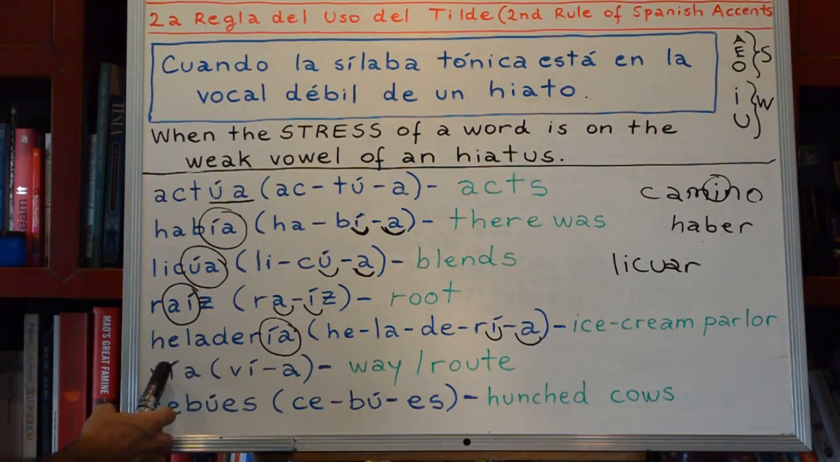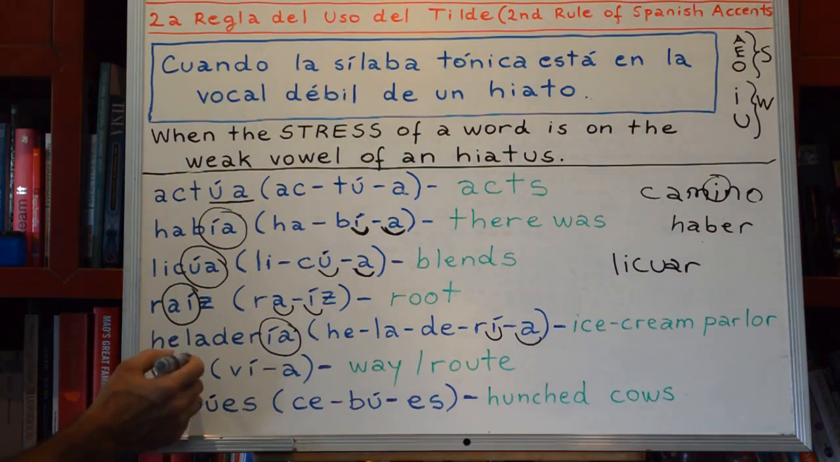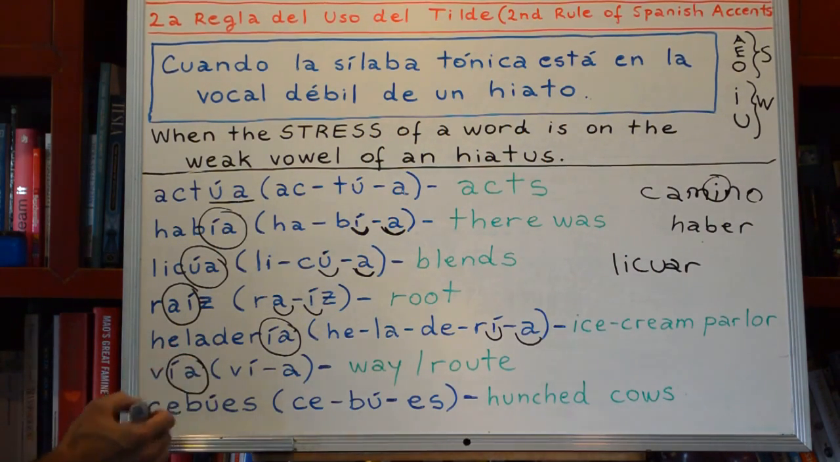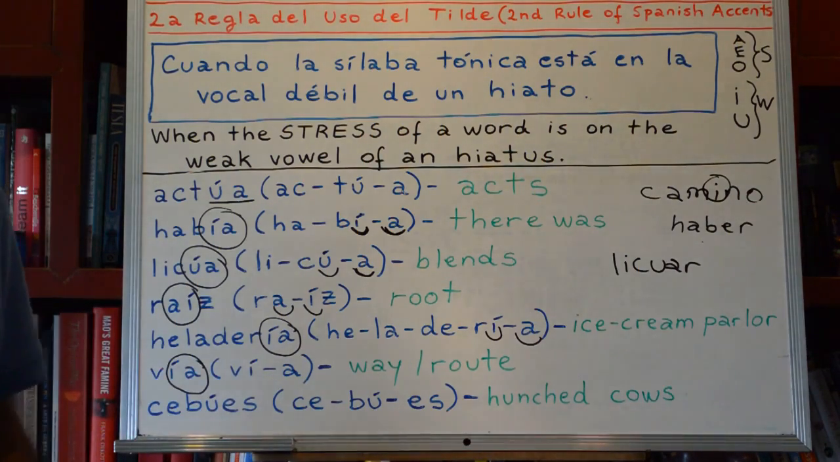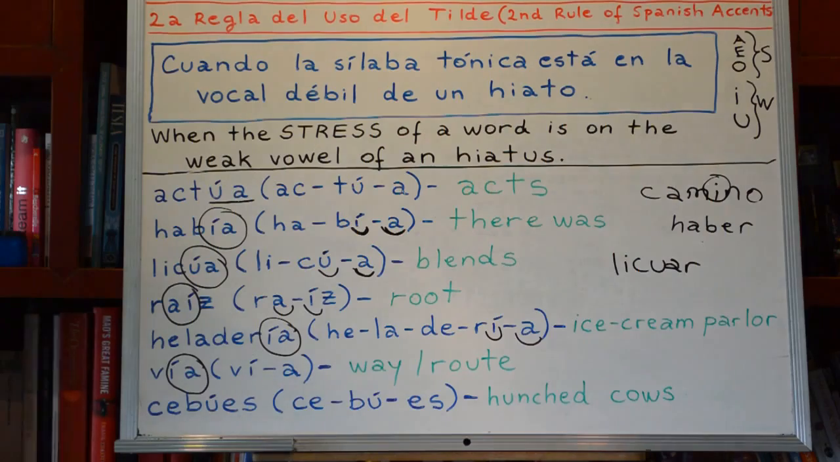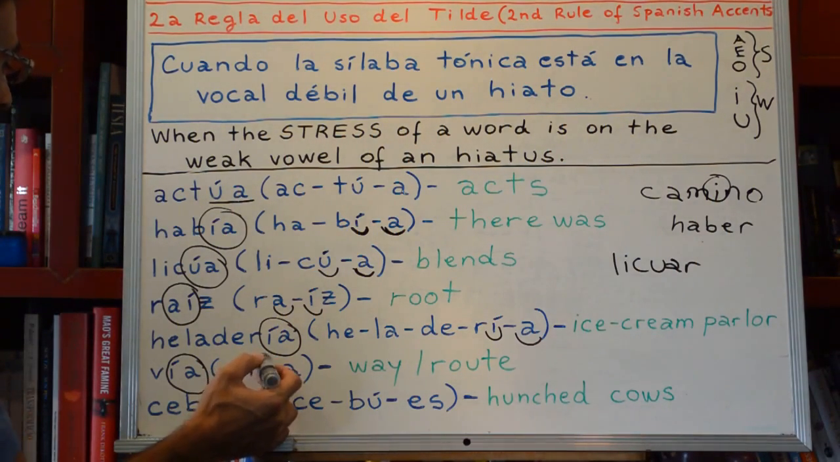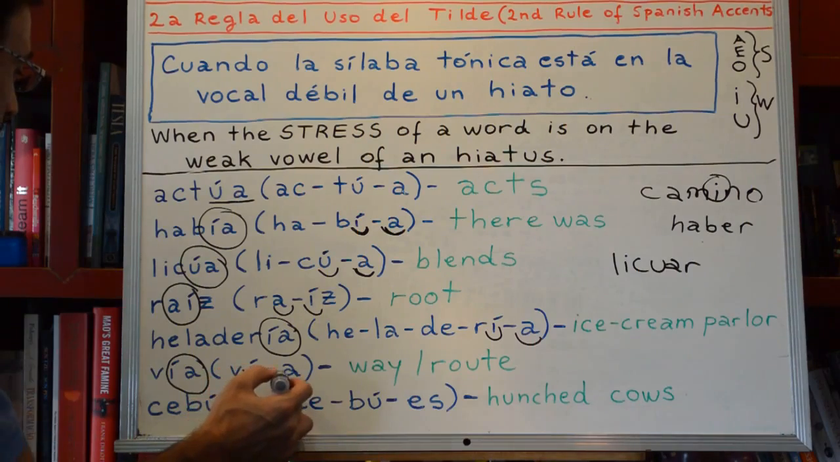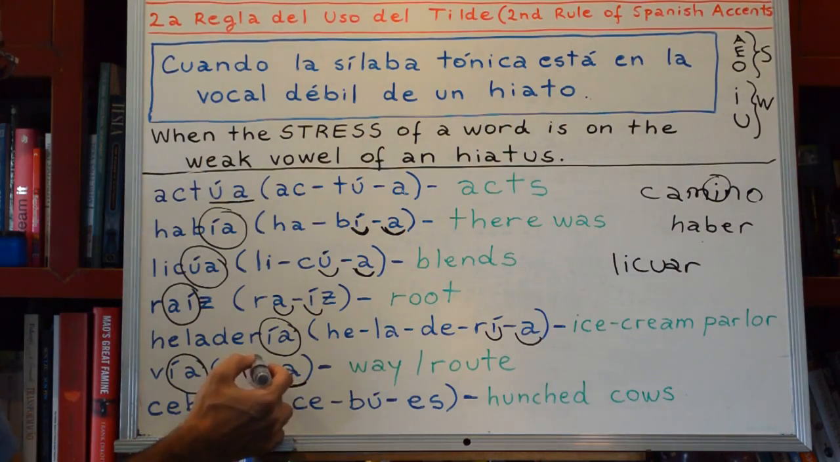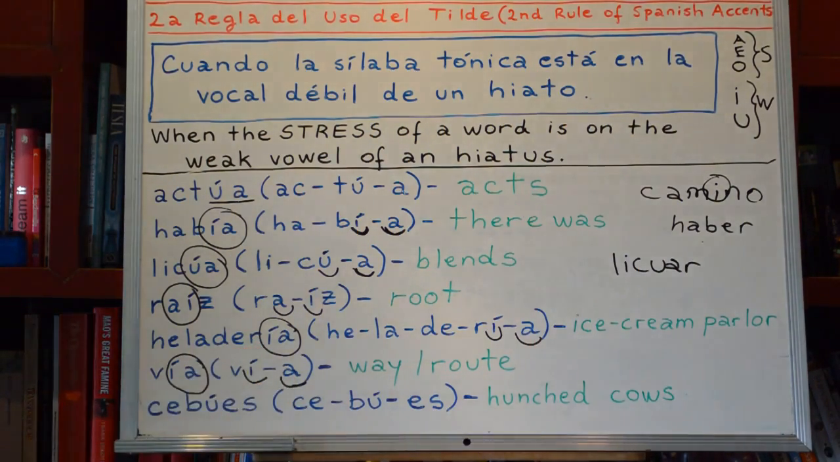So vía has an hiatus here, formed by a weak vowel and an A that is a strong vowel. Okay, and since the intonation, the stress is on the letter I, vía. Therefore, letter I carries the tilde again. Okay? Here we have two syllables, and here is the tilde.